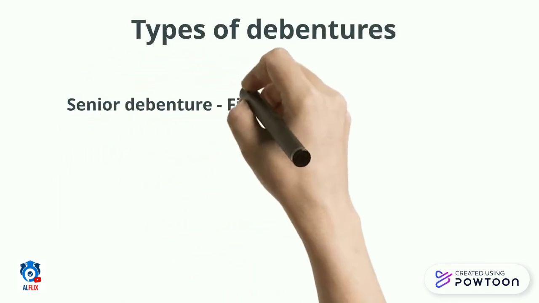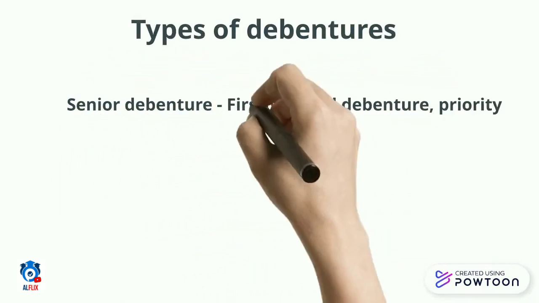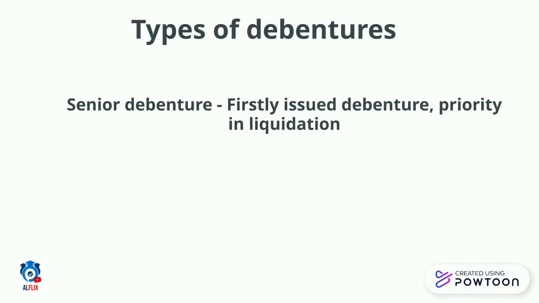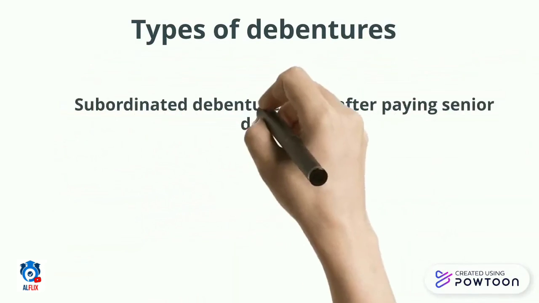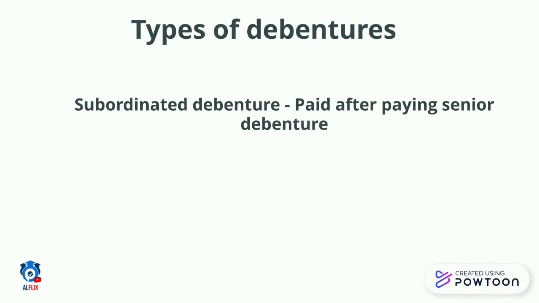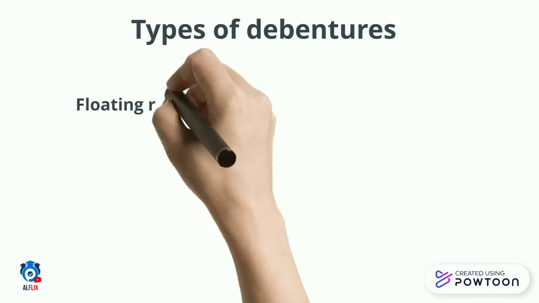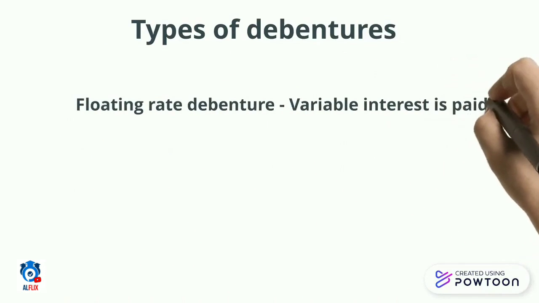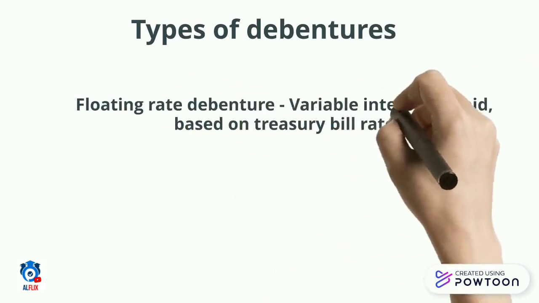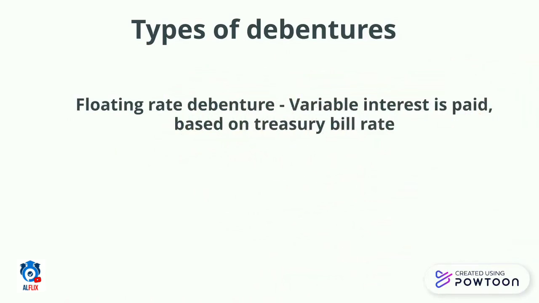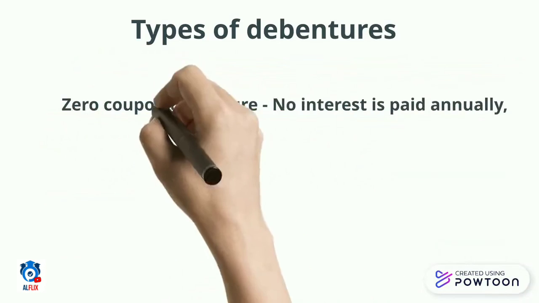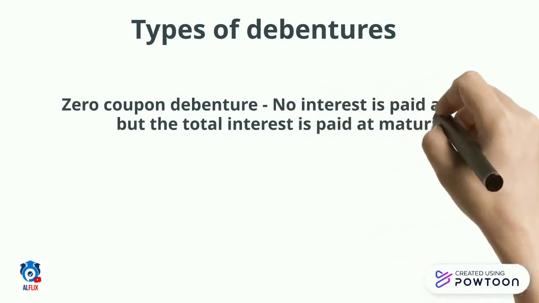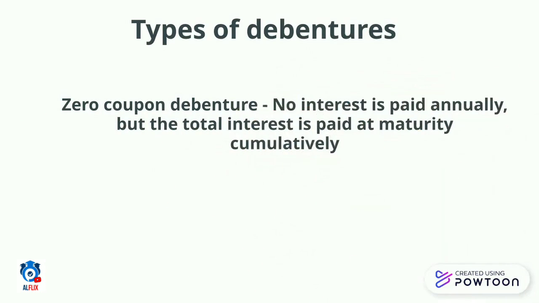Types of debentures. Senior debenture, firstly issued debenture, priority in liquidation. Subordinated debenture, they are paid after paying the senior debenture. Floating rate debenture, a variable interest is paid based on treasury bill rate. Zero coupon debenture, no interest is paid annually, but the total interest is paid at the maturity cumulatively.